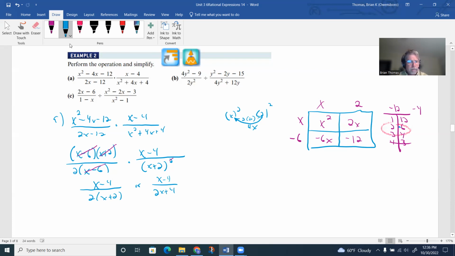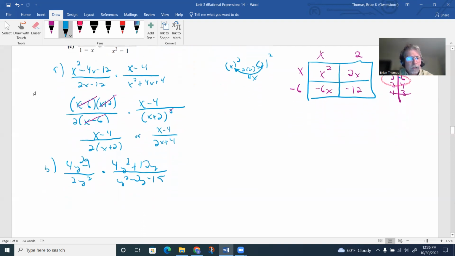So when I look at B, notice how this is actually division. Remember that the second fraction is going to flip. The 4y squared minus 9 is going to stay put. The 2y squared is going to stay put. But when I change this to multiplication, the division problem flips over, so 4y squared plus 12y becomes the numerator, and y squared minus 2y minus 15 becomes the denominator.